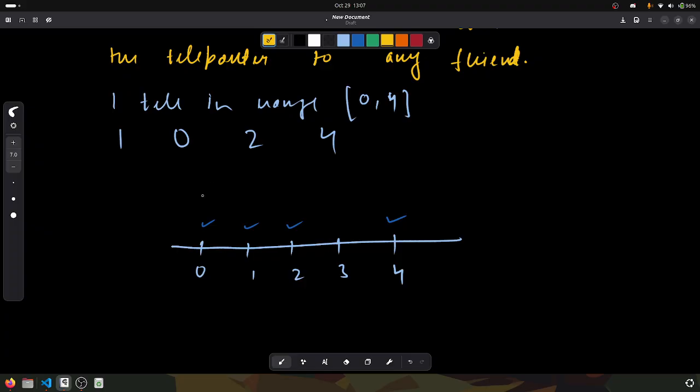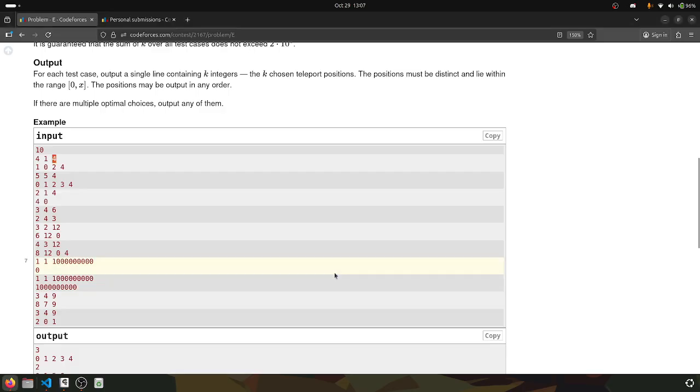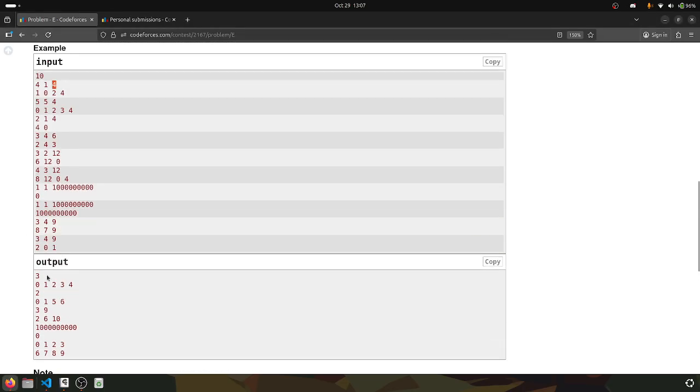So if we place the teleporter here, then obviously this friend will make it to the teleporter in 0 distance. So the minimum distance would be 0. If we place it here, again the minimum distance would be 0. If we place it here, the minimum distance would be 0. If we place it here, then the minimum distance will be 1, because this is 1, and all the others are greater than this. And if we place it here, then again it will be 0. So this will be the optimal placement. So 3 will be the answer.